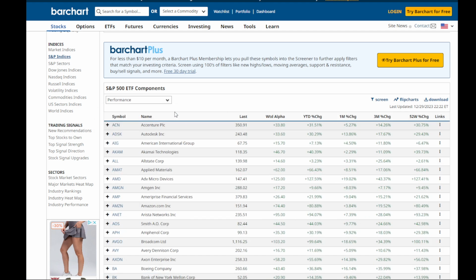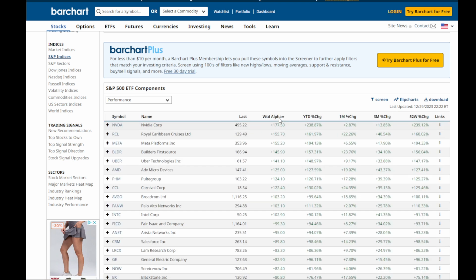So let's go to the next item, performance. Here they have something special, the Barchart weighted alpha. It's a measure of how a stock has risen or fallen over a one-year period with a higher weighting for recent price activity. So I've noticed the weighted alphas also seem to follow the year-to-date percentages pretty well. So these are all up pretty well.